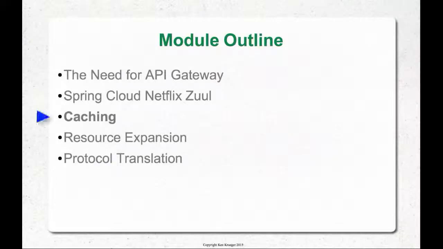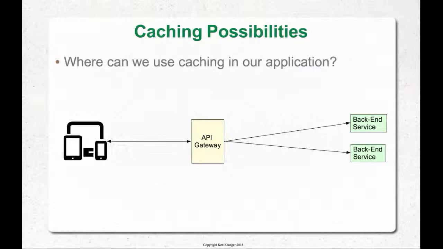So with the Zuul basics out of the way, let's look at caching. Caching is fairly critical when you have a large number of microservices serving up largely static data, so let's explore our options. There are a number of opportunities for caching in our architecture, and the methods of caching that you choose are completely up to you.